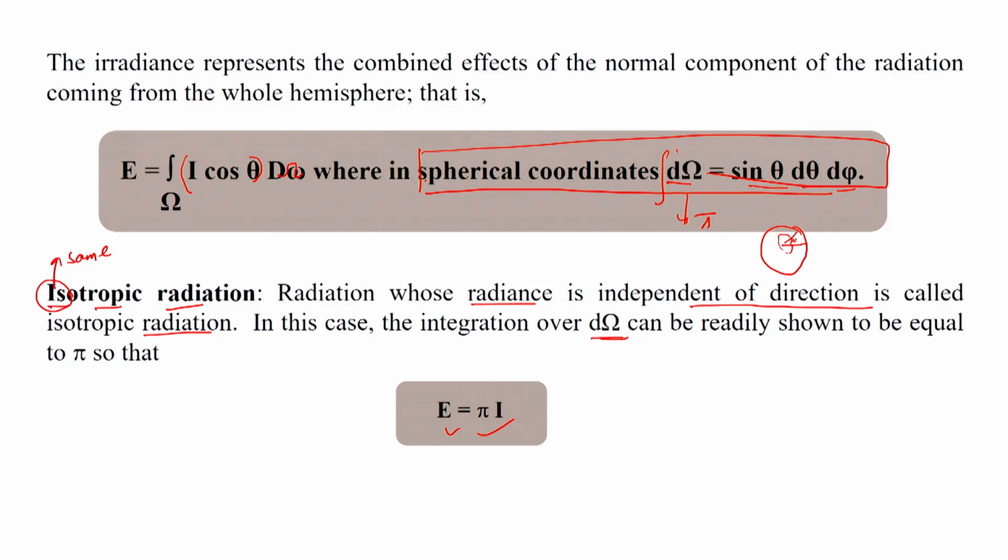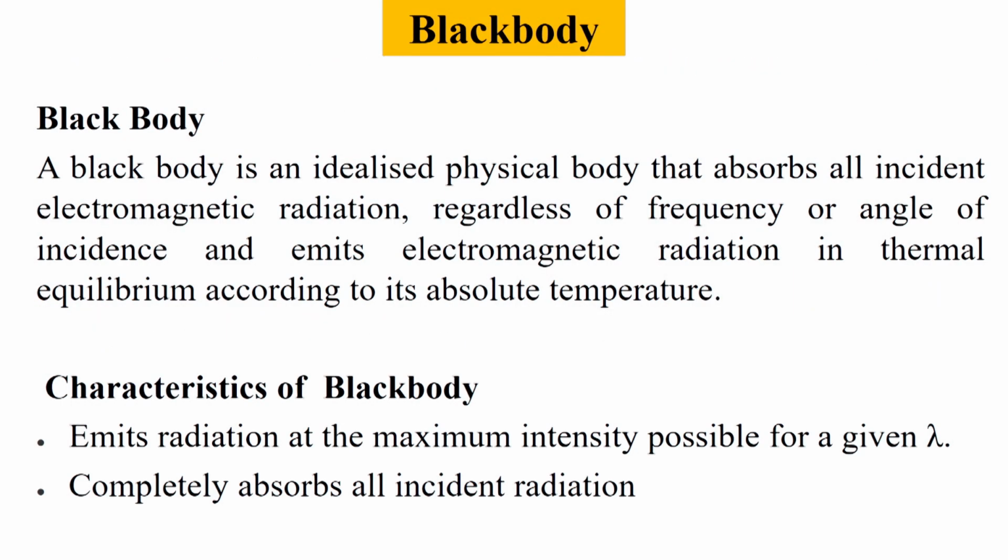Sometimes it is asked what the value of the radiance will be in the case of isotropic radiation. So it will be pi I, where I was the irradiance, okay, pi times I.